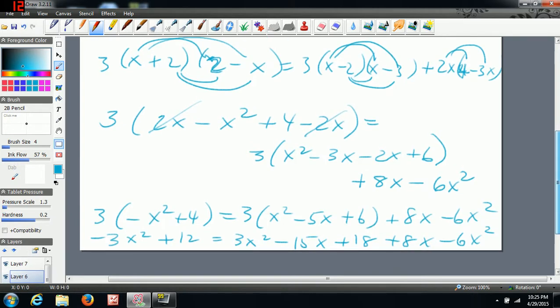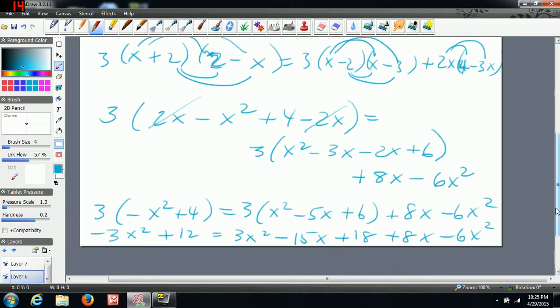So now we have to start collecting. So what you get is negative 3x squared plus 12 equal to 3x squared minus 15x plus 18 plus 8x minus 6x squared.